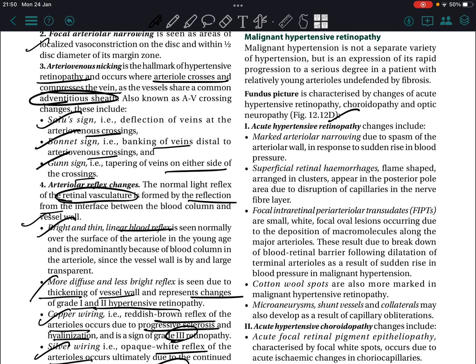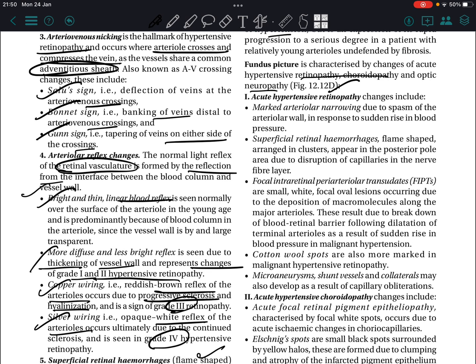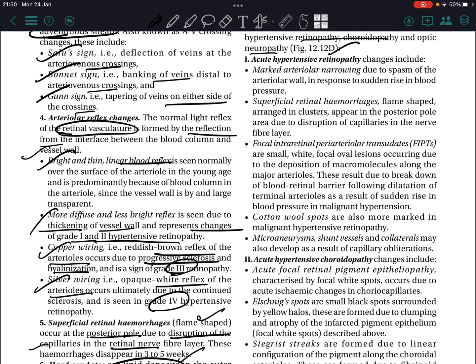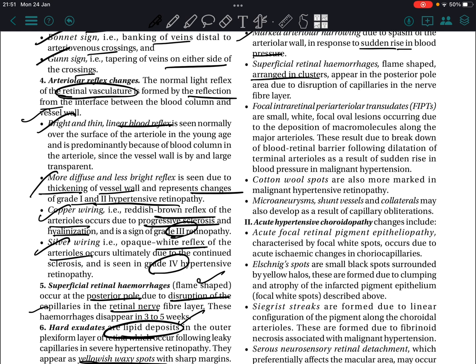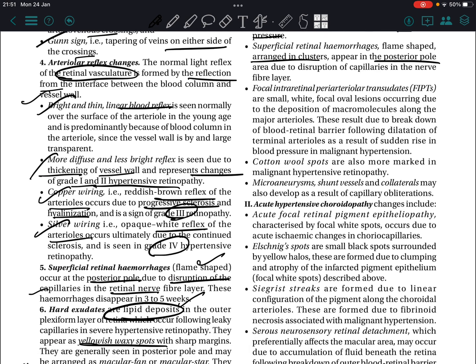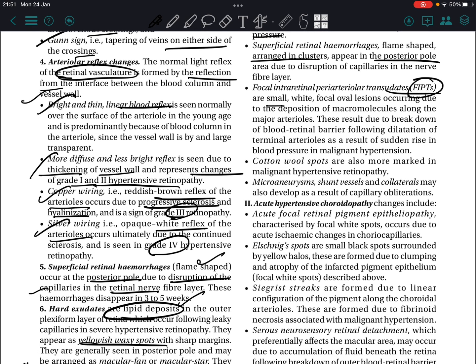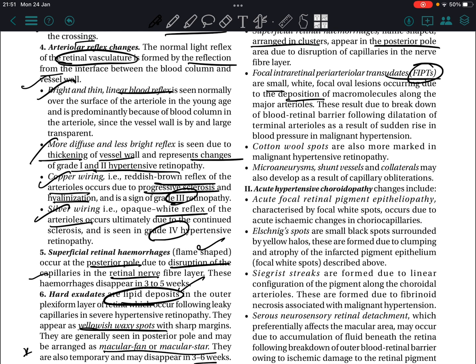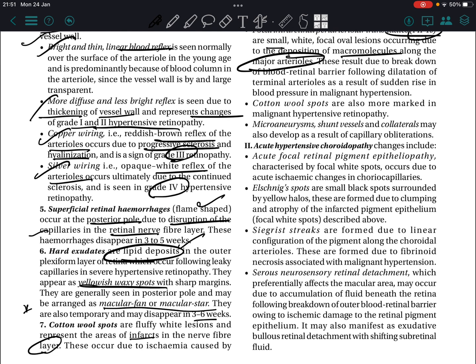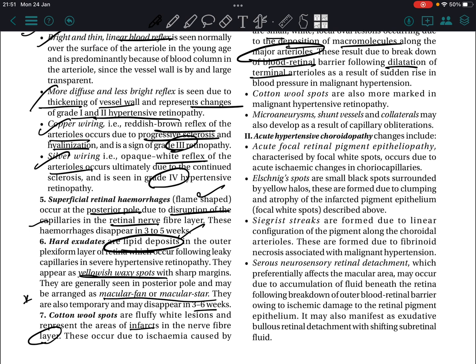Malignant hypertensive retinopathy. The fundus picture is given in figure 12.12D. It is caused by changes of acute hypertensive retinopathy, choroidopathy, and optic neuropathy. It is not a separate variety of hypertension, but is an expression of its rapid progression to a serious degree in patients. Acute hypertensive retinopathy includes marked arterial narrowing due to spasm of arterial wall in response to sudden rise in blood pressure. Superficial retinal hemorrhages, flame-shaped, arranged in clusters, appear in the posterior pole. Focal intraretinal periarterial transudates, FIPTs, are small white focal oval lesions occurring due to deposition of macromolecules along the major arterioles. These result due to breakdown of blood retinal barrier following dilation of terminal arterioles as a result of sudden rise in blood pressure in malignant hypertension.